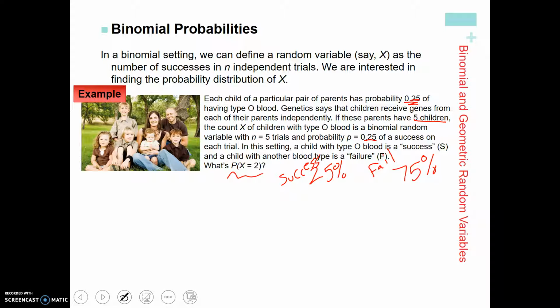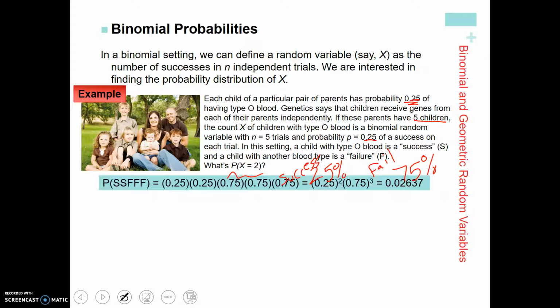So if we want to figure this out, we should have 2 successes and 3 failures. So that probability would be 25% times 25%, and then times the 3 failures, which would be 75% times 75% times 75%. And when we calculate that all, that should be about 3%, which seems kind of low.